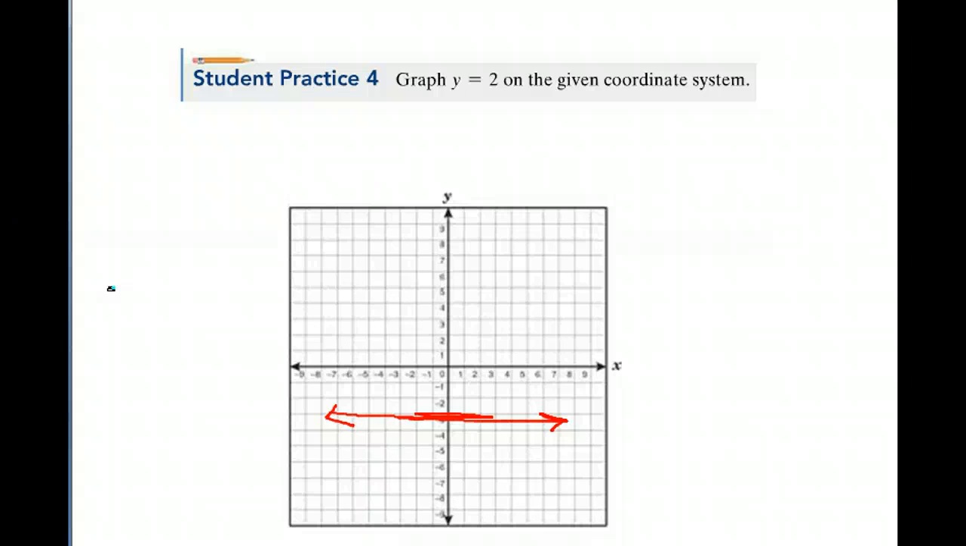Okay, by now you should have graphed student practice 4. It is y equals 2. Now remember, the y equals tells us which axis it's cutting through. It is telling us that it's going to cut through the y-axis at 2. So start by putting your line going through the 2 on the y-axis. So we should have a horizontal line going through +2 on the y-axis.